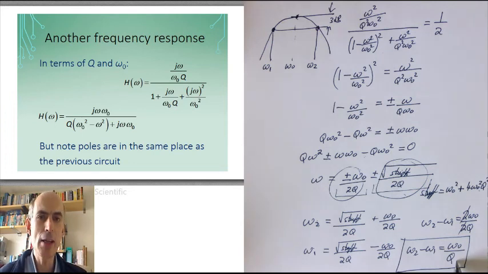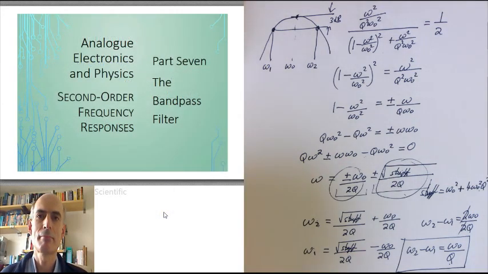That gives us this very elegant, simple formula: the 3 dB bandwidth of a second-order bandpass filter is just the resonant frequency divided by the Q factor. Okay, those are the important results for the bandpass filter. Next time, we'll have a look at the high-pass filter.